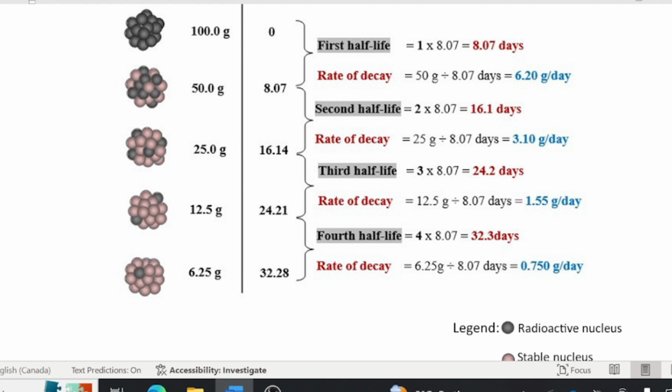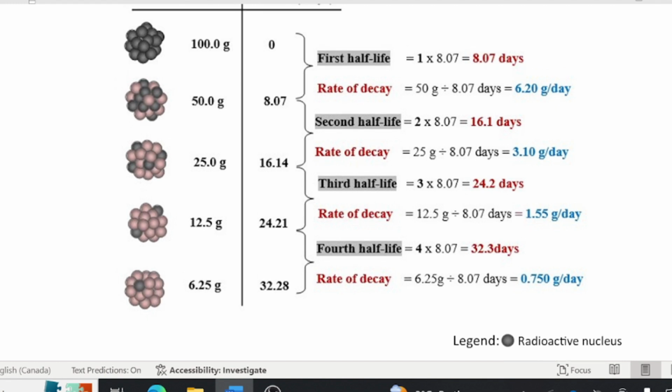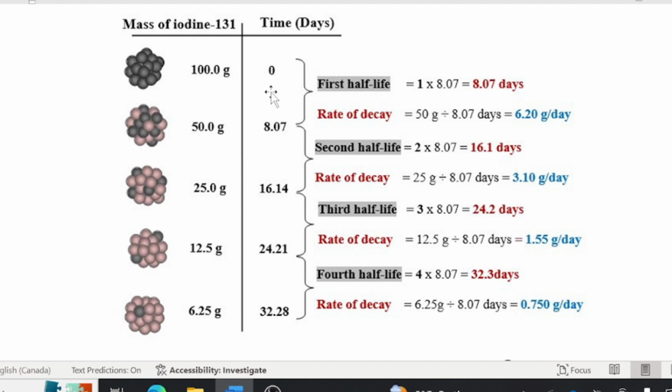But there's something interesting we want to talk about here. Look at this. Students believe that the half-life changes. No. So what I advise students to do is start with 0. The first half-life is 8. Then add a second half-life to that, a third half-life, and they keep adding the half-life there all the time. So the first half-life is this. Then you add the second half-life to that, you end up with 16 point something, third half-life, fourth half-life.